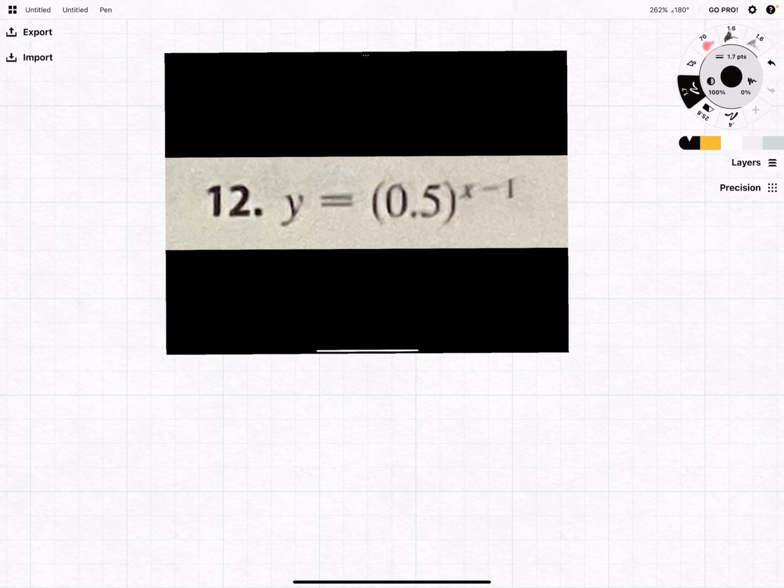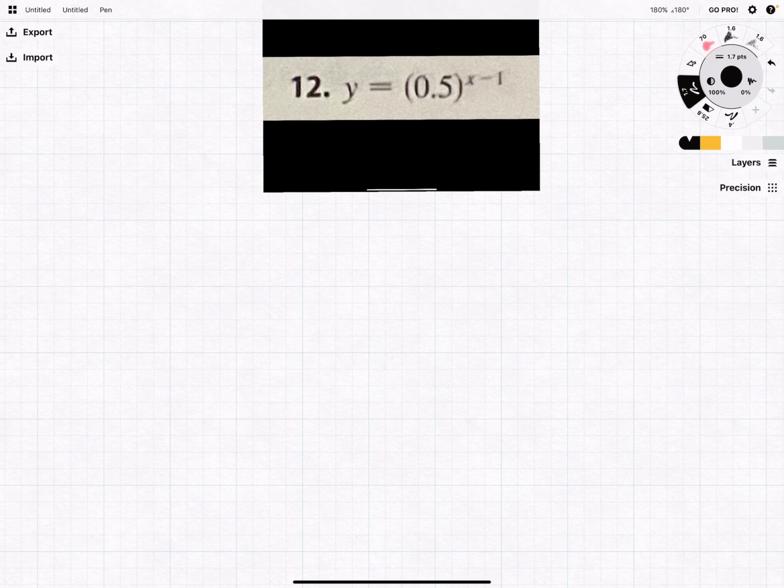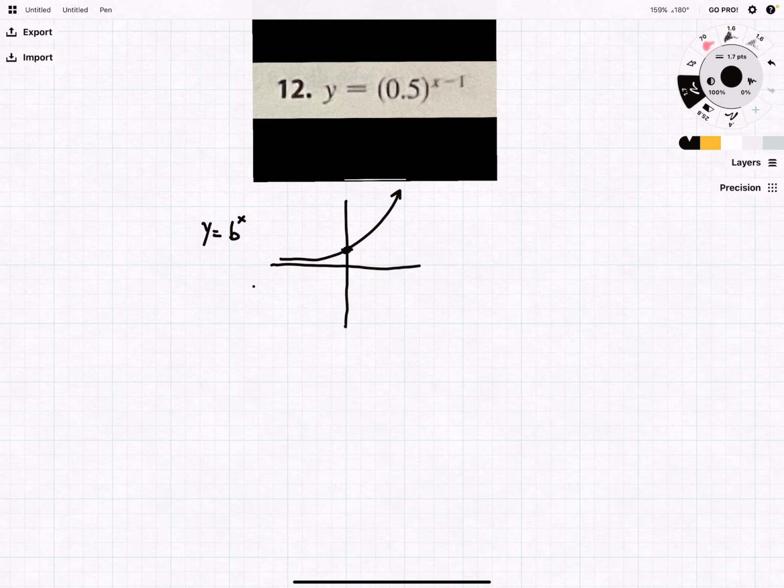So the first thing that I want to do is sketch the parent graph, so to say, which is y equals b to the x. And that's just going to look like we will have a point (0, 1), and b to the x will go something like this. And there's an asymptote at the line y equals 0.